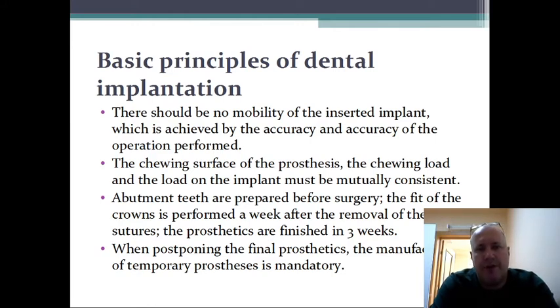The chewing surface of the prostheses, the chewing load and the load of the implant must be mutually consistent. Abutment teeth are prepared before surgery. The fitting of the crowns is performed a week after the removal of the sutures. The prosthetics are finished in 3 weeks. When postponing the final prosthetics, manufacture of temporary prostheses is mandatory.